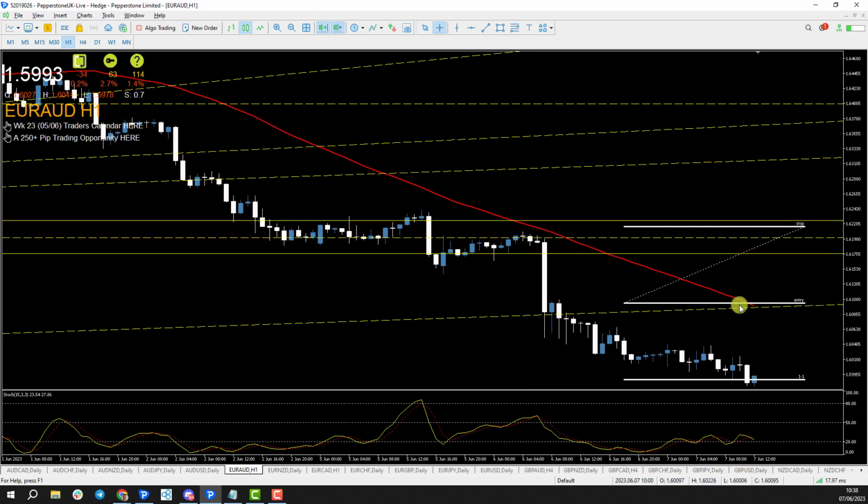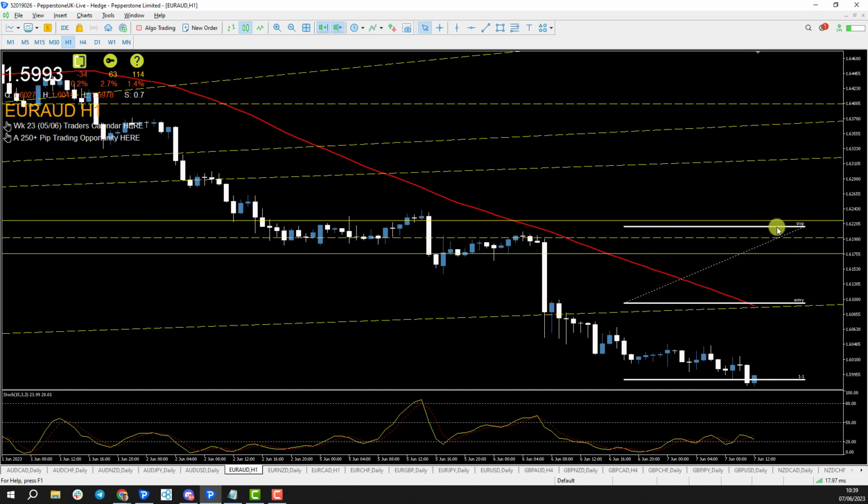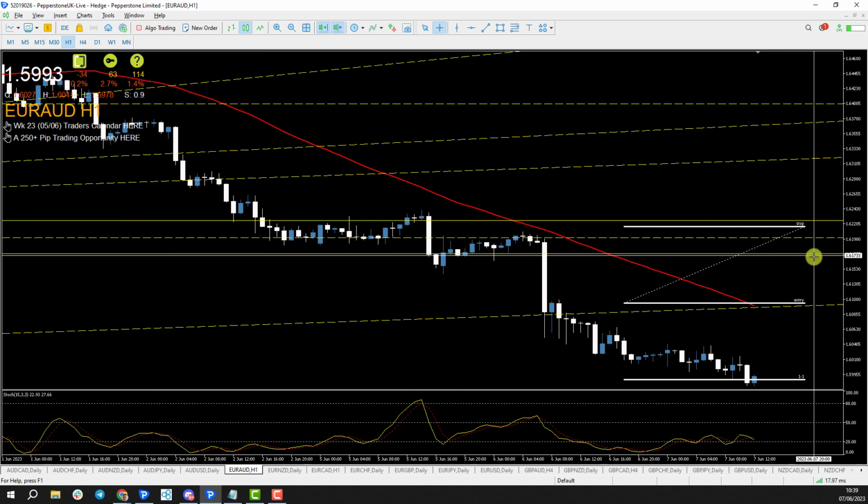So that's what I'm going to be looking for there. First entry is going to be 1.61 handle. Stop loss is going to be around about the 162.14, in line with the ATR there.